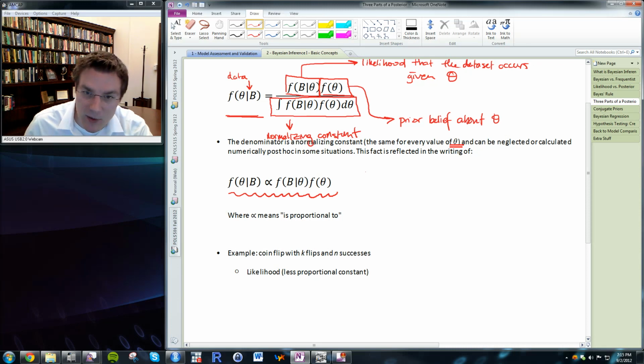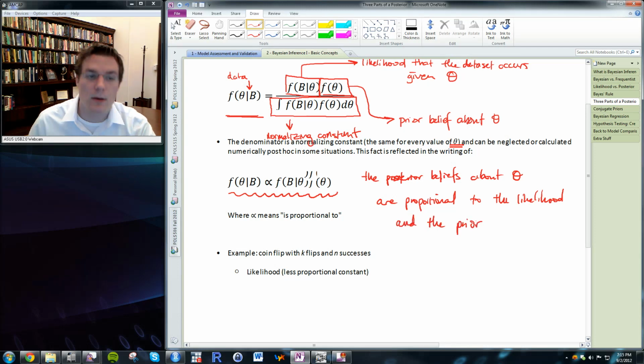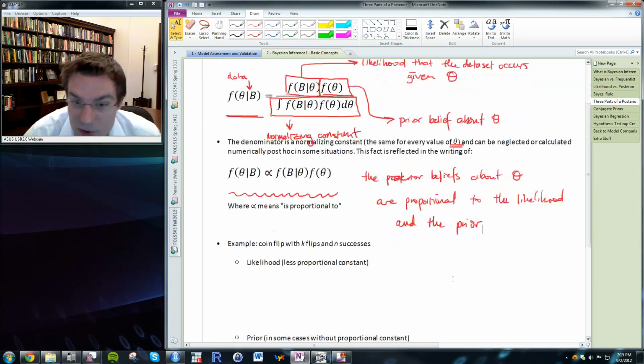And the idea here is that our posterior beliefs about the state of the world theta are proportional to the likelihood that a particular data set has occurred given that that is the state of the world, and the prior, what we thought about the possibility that theta was theta before we entered in on this study.